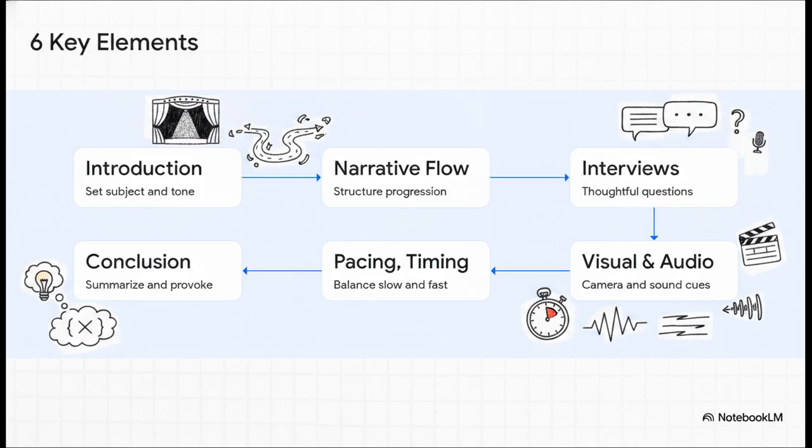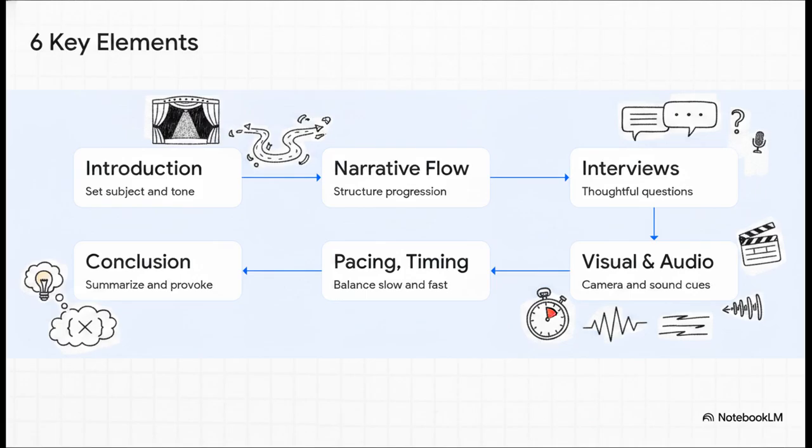Step 1 is the introduction, where you set the stage, the subject, and the overall tone. Step 2 is narrative flow, crafting a clear progression of ideas. Step 3 involves planning thoughtful interviews and testimonies. Step 4 is absolutely critical, visual and audio cues. Remember, this is a film, folks, so write down those camera angles and the sound design.